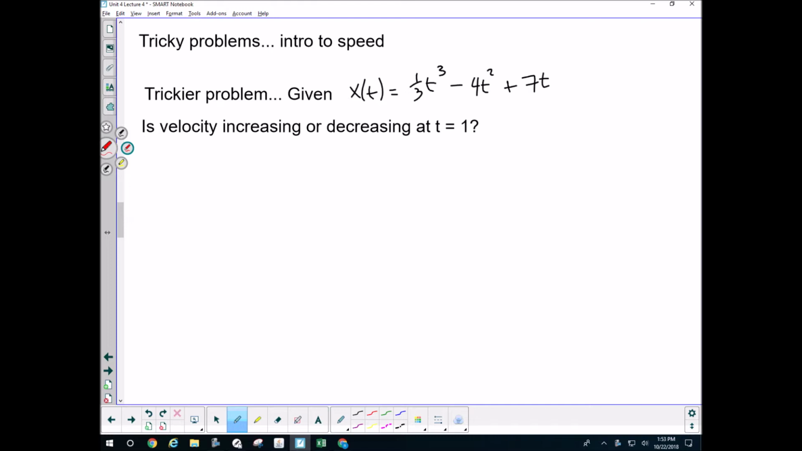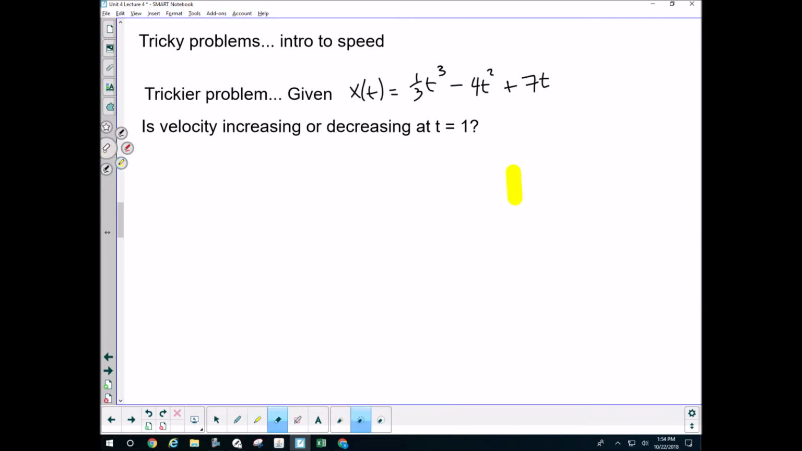Okay, first question I have, and this is different, this function, than what's in your notes, so please change the one in your notes to the one that I have. I'm asking you if some object follows a position given by x of t, is the velocity of this object increasing or decreasing at t equals 1? Now, the first thing we need to know is that I'm not asking you for, like, when is the velocity of max, or when is the velocity of min.